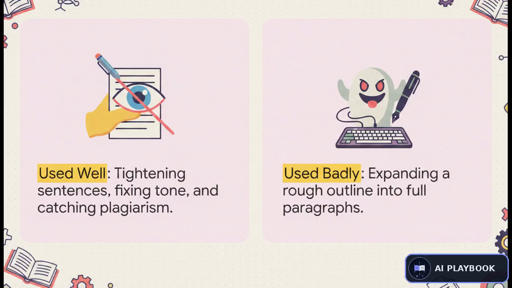But conversely, when used badly, it basically becomes a ghostwriter. If you're feeding it a quick, lazy outline and asking it to magically expand those bullet points into full paragraphs, that's not editing anymore. That's the exact ghostwriting behavior that academic integrity policies are specifically designed to catch.